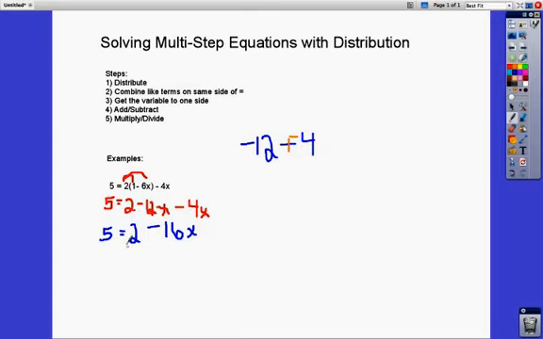So that means we have to get this number by itself over to the other side because we're still working on getting x alone. There's no sign in front of the 2, which means it's already a plus. So to get rid of it, or do the opposite, we're going to subtract 2 from both sides of the equal sign. Okay, so when we subtract 2, we're going to get 3 equals a negative 16x.